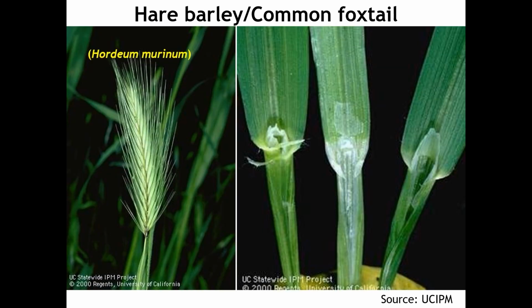Now, here is another grass. It's more of a winter annual grass. It's called hair barley, or also commonly referred to as common foxtail. You can see the seed head that looks like barley or crop barley, but look at the auricle and the ligule. It is very prominent, and you can see the long, claw-shaped auricle, and also the ligule that helps us identify the species as hair barley.